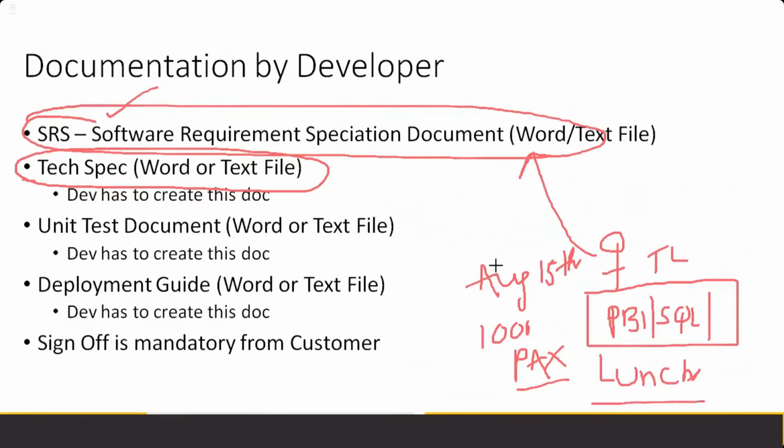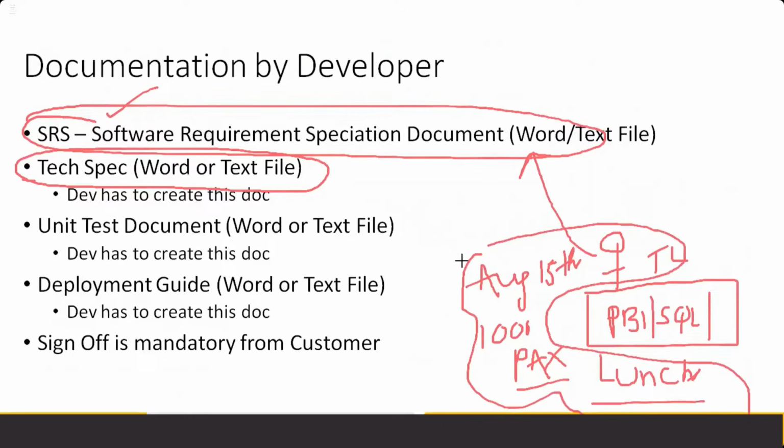So 1,000 people. This is the high-level requirement. No, this is not the requirement. This is what is called scope. What is the scope? Food for 1,000 people needs to be prepared for the lunch on August 15th. This is the scope.